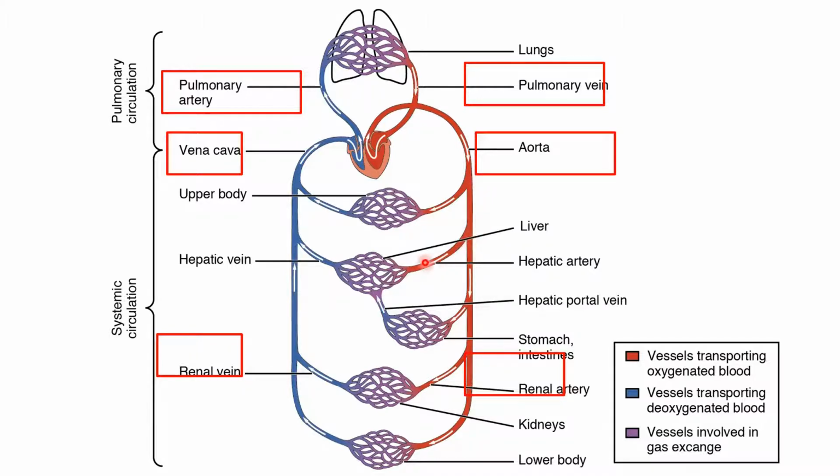So it goes to the liver, where we call it the hepatic artery, and the blood is taken back via the hepatic vein, then hepatic portal vein, right? Then you can see the renal artery, the kidneys, and the blood from the lower body, right? All this then comes back to the heart via these veins, and then through the inferior vena cava here, it enters the right side of the heart, right?